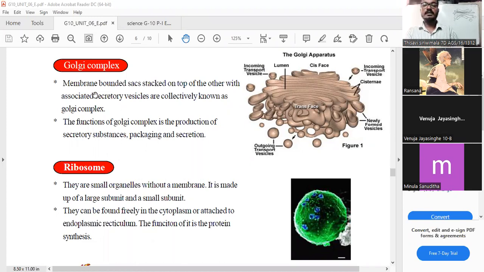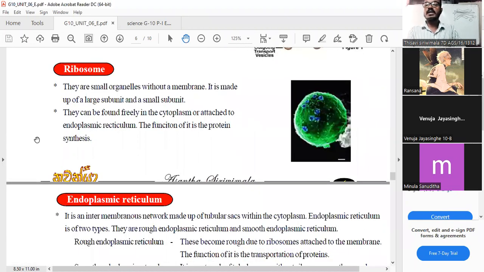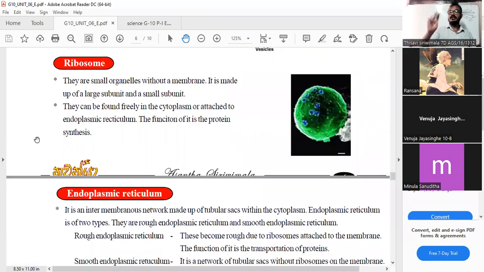Okay, I think it is finished now. Then we come to the ribosome, one of the smallest organelles available. Now, when you look at the diagram here, this is the diagram given in the first book that they printed.